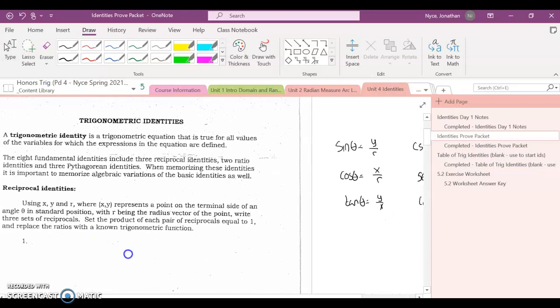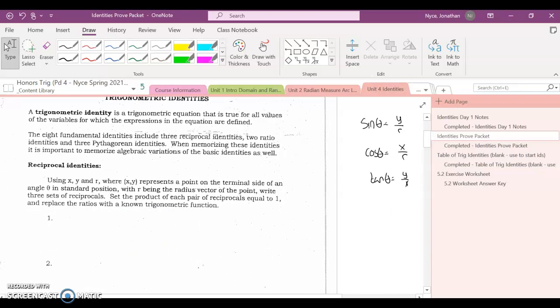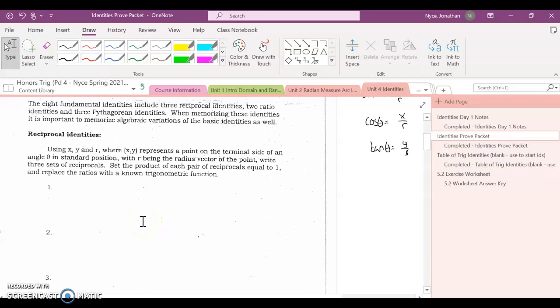So what we're asked to do here is, using x, y, and r, where x, y is going to be a point on the terminal side, and so on and so forth, we want to write 3 sets of reciprocals. And we want the product of each pair of reciprocals to equal 1. And then replace the ratios with the known trig function.